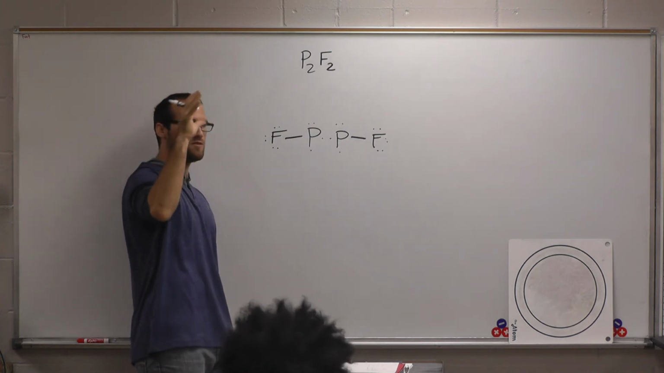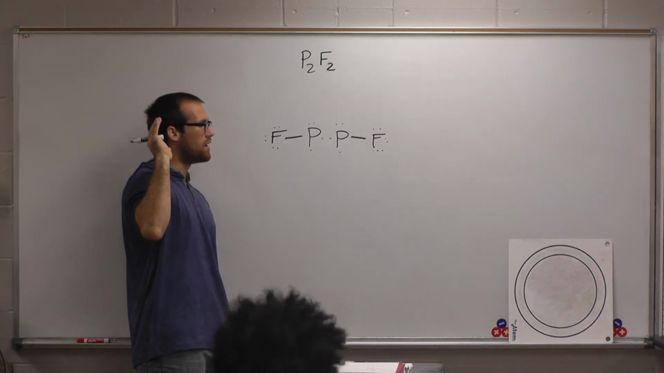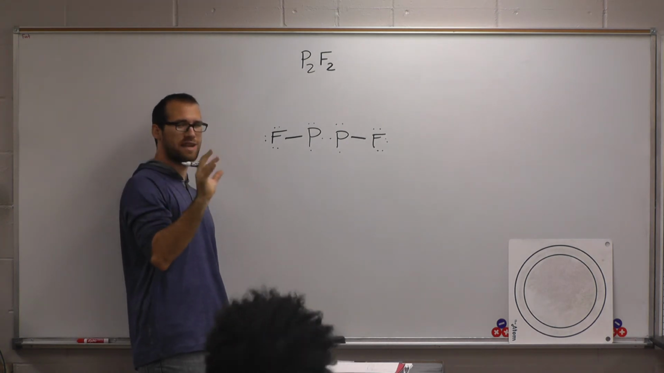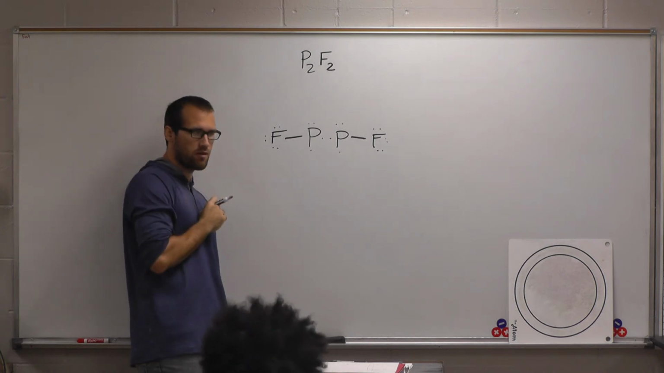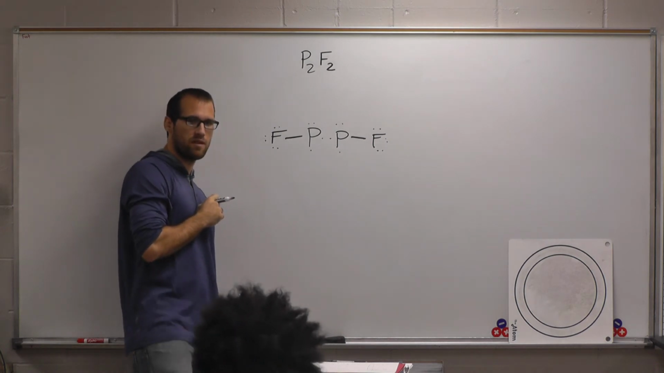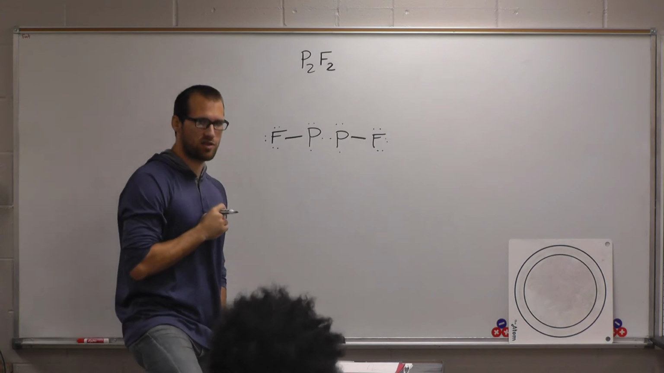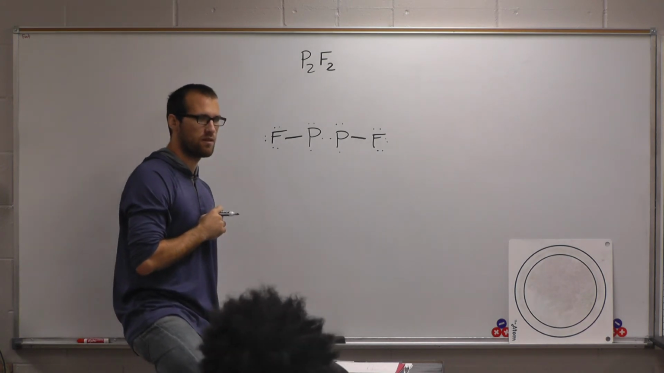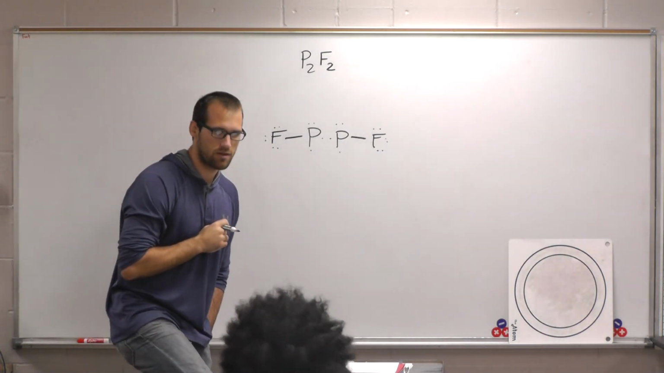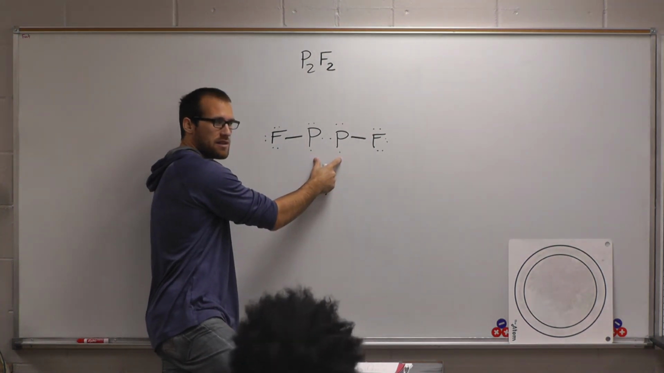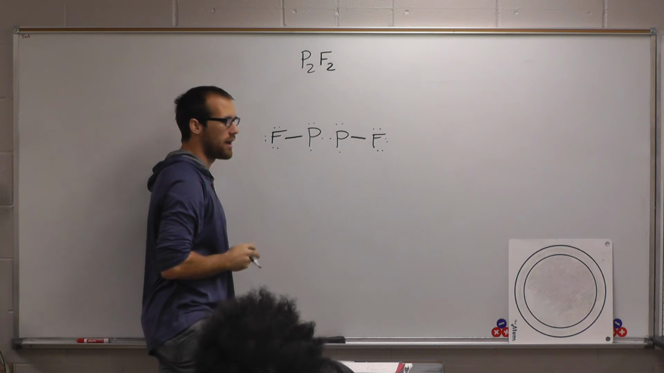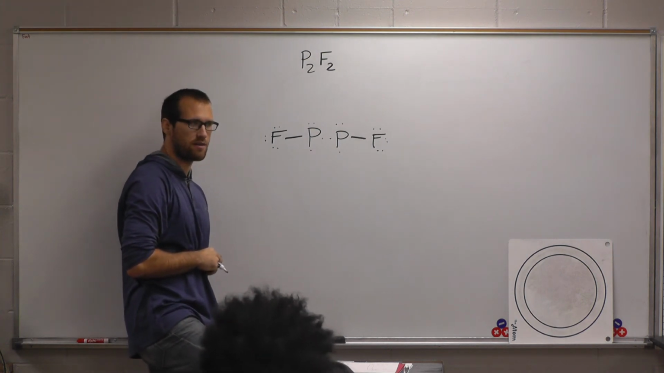Now, always step back and look at it and go, okay, what's stable? What's not stable? Anything up here stable? Yeah. The fluorines are stable. Is there anything up here not stable? Yes. The orange phosphorus. If these aren't stable, you're going to have to form some more bonds. Okay? Well, let's just start with a single bond.